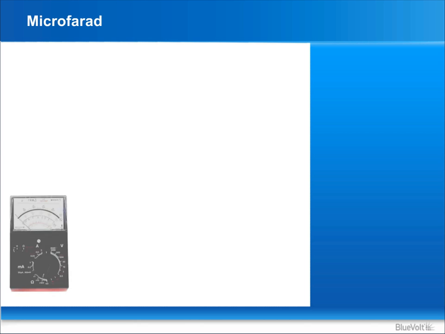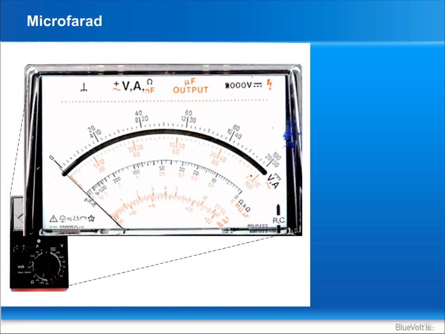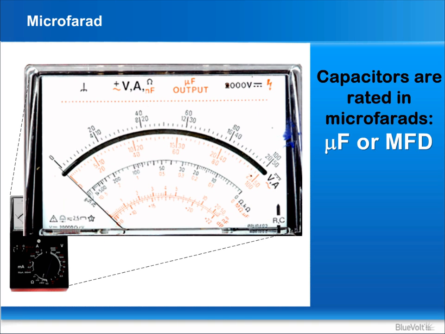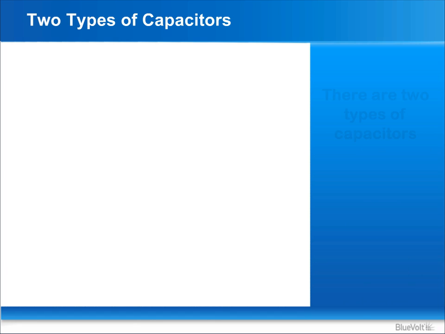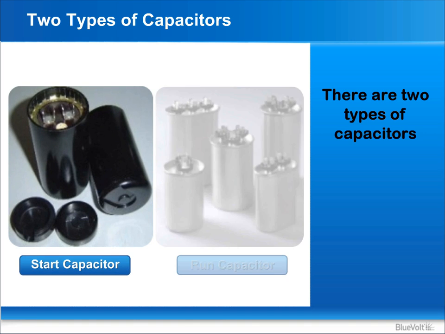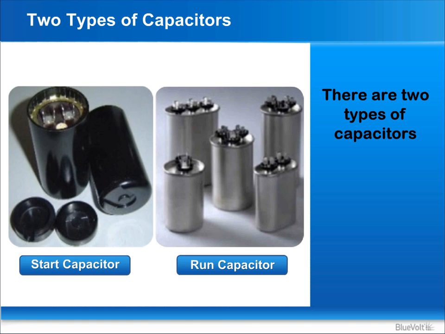Capacitors are rated in microfarads, or MFDs. A microfarad is 1/1,000,000th of a farad. A farad is the measure of charge required to produce voltage change. There are two types of capacitors, a start capacitor and a run capacitor. Let's take a look at each.